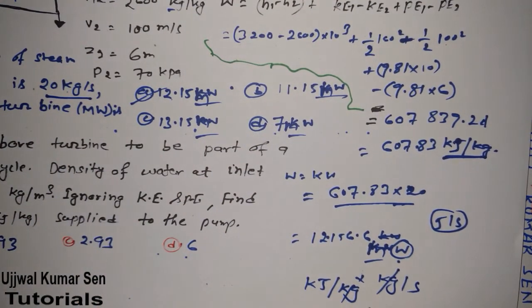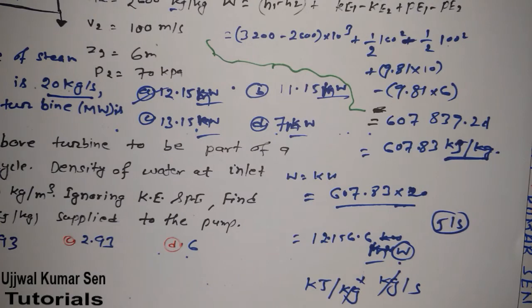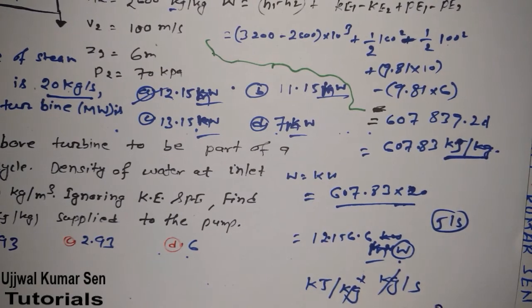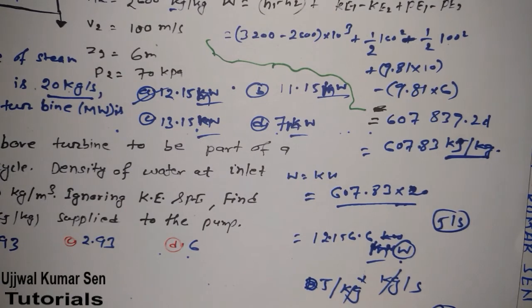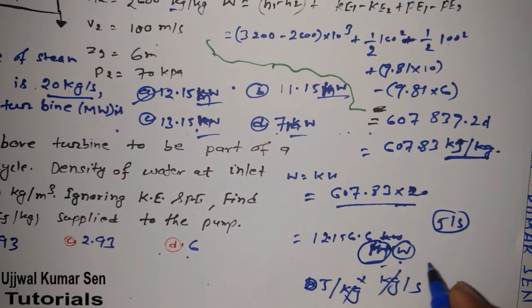So kg gets cancelled. What do we get? Kilojoule per second. Therefore joule per second means watt. If I remove this joule, then joule per second means watt. So if we are getting mega here, then mega means 10 to the power 6. That's why it is here, right?